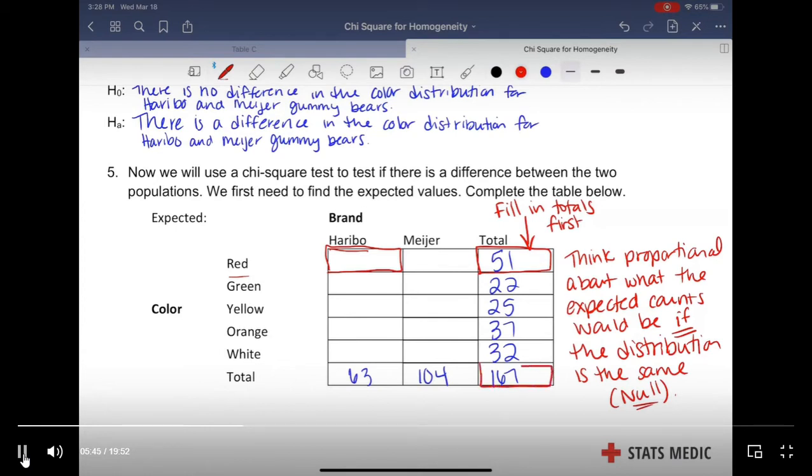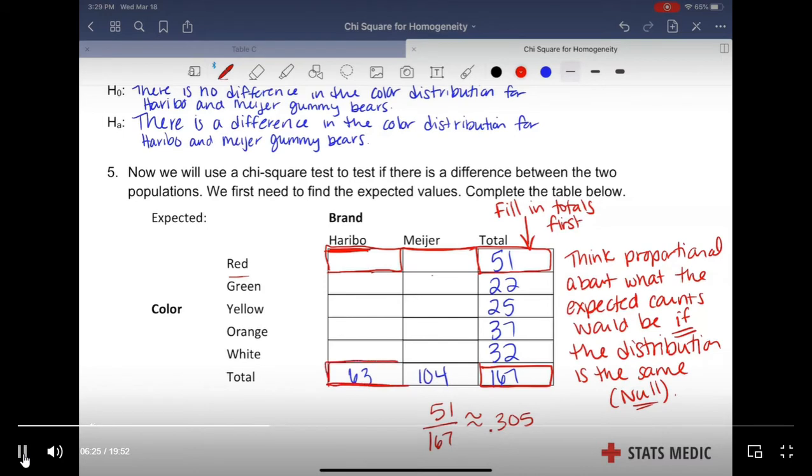And altogether, there were 167 gummy bears combined. So 51 out of 167 is about 30.5%, so 0.305. If the distribution is the same, then for both the Haribo and Meyer brand, there should be about 30.5% red. So can we just split that up? Can I take 51 and split it in two for each of these? Well, no, because what's important here is we had different amounts of gummy bears for each.